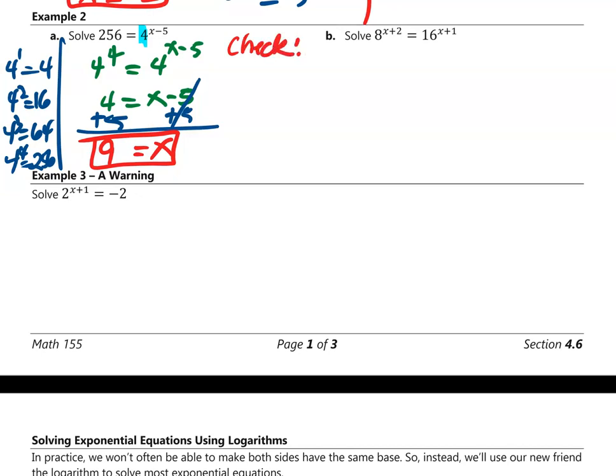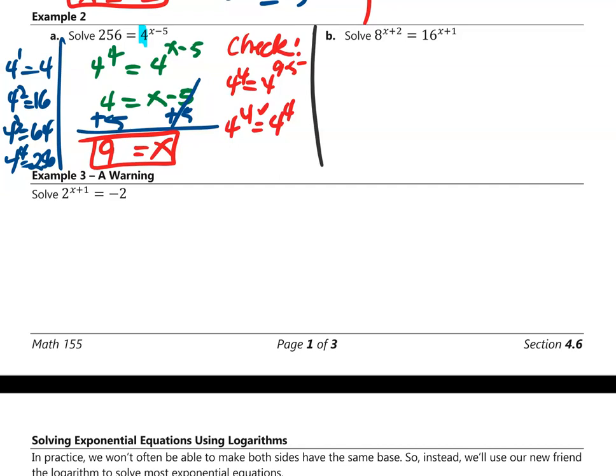4 to the 4th power is equal to, x is 9. 9 minus 5 is 4 to the 4th. So that is correct. Okay, letter B.